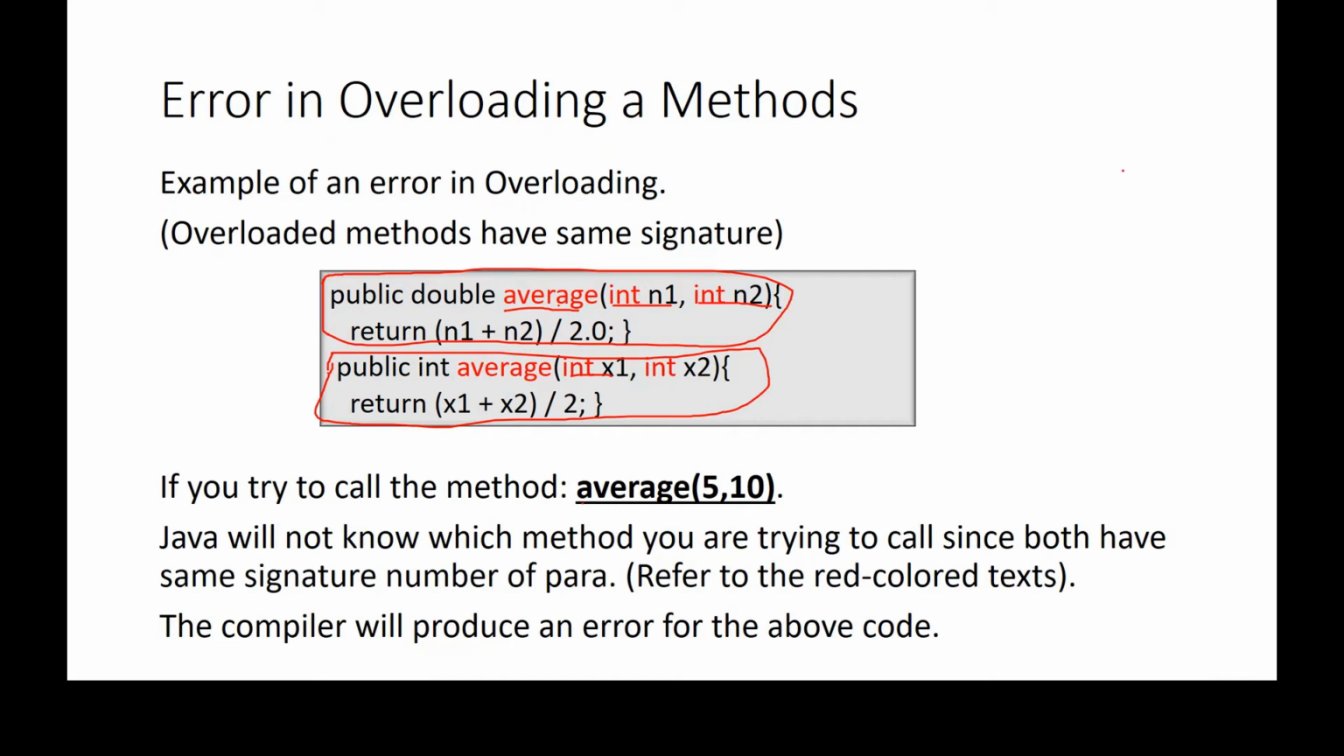Okay? If you say average five, 10, integer and integer. This is integer, this is integer. This is integer, this is what? Integer. So, both methods are called what? Average. Okay? So which method should we call? This is the error. This is the confusion for the compiler. Which method should we call?